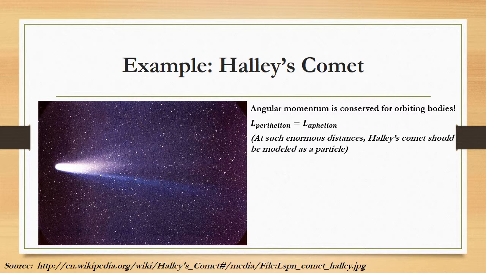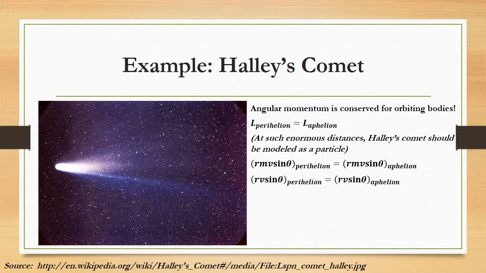So starting from my formula, the formula for angular momentum of a particle, r m v sin theta, is equal to r m v sin theta. m is on both sides. We can drop that out. That would be the mass of Halley's Comet, so that's the same. And theta would be 90 degrees.